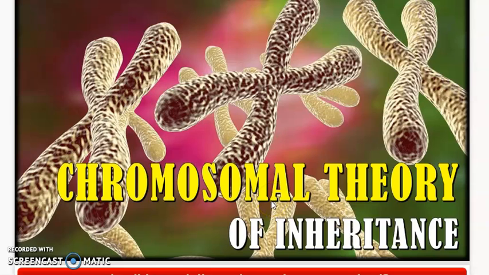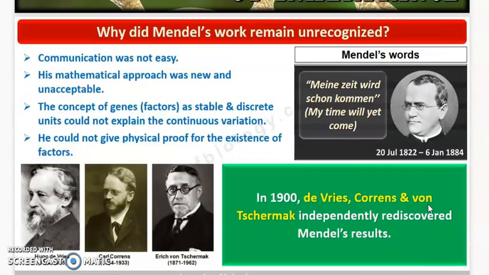So now let us move on to the next part, children, which is the chromosomal theory of inheritance. Mendel did many observations and published his work on the inheritance of characters in the year 1865. But for several reasons, it remained unrecognized until 1900. There were a few reasons why Mendel's work was left unrecognized.